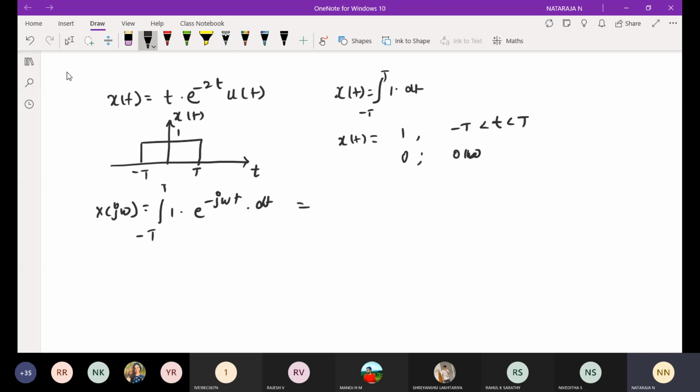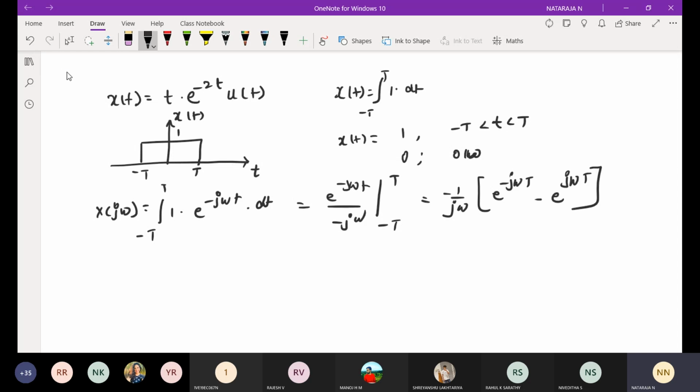Now I am going to integrate this: e power minus j omega t divided by minus j omega, with limits from minus T to plus T. That is equal to, I take minus 1 by j omega outside, and then e power minus j omega T minus e power plus j omega T. These are my limits.